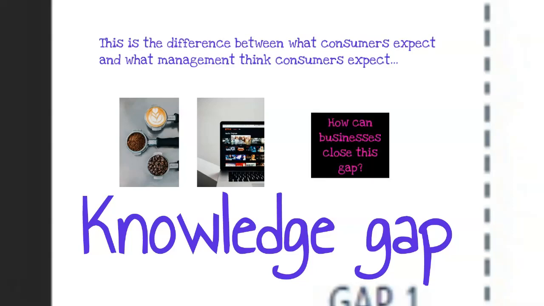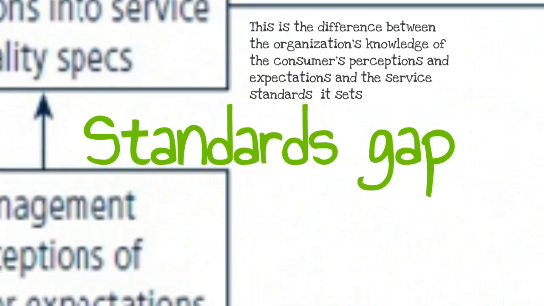So this is a knowledge gap between management and what they think their consumers expect and what the consumers actually expect. How can businesses close this gap? How can you as a service organization close a specific knowledge gap? If you think of what you think your customers expect and it's something different, how do you identify this? You can use surveys, or you can read customer complaints and compliments to see what they actually expected and ensure you move on, for example, to the standards gap.